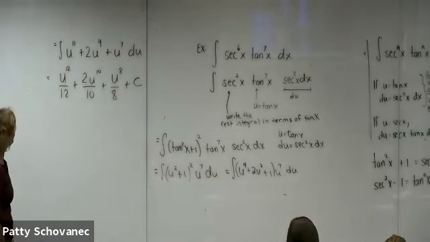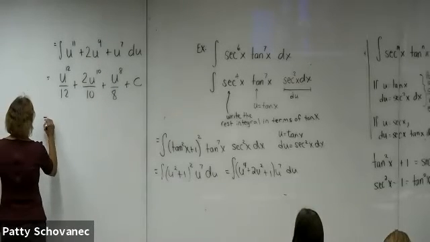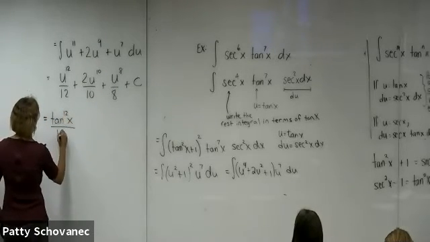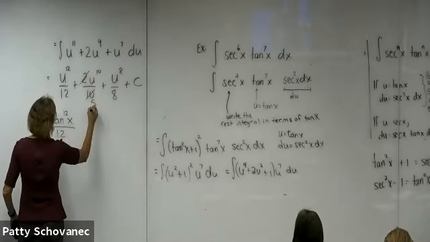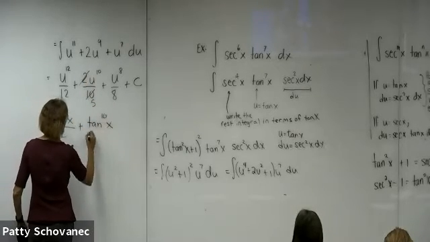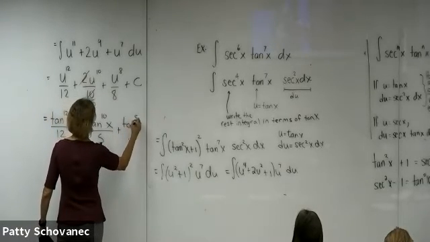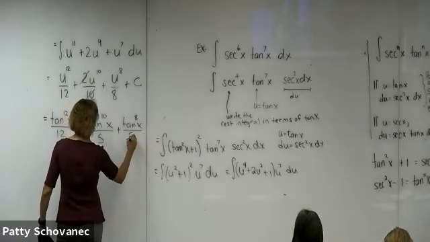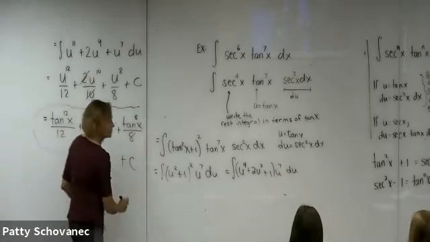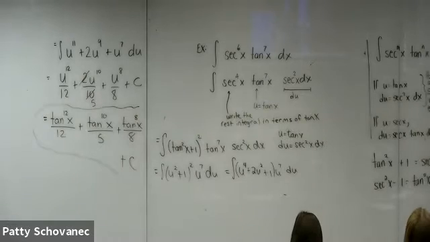Last step, replace each u with tangent of x. And tangent to the 12th of x over 12, I'll go ahead and reduce here, plus tangent to the 10th x over 5 plus tangent to the 8th x over 8 plus that constant. Is that okay?